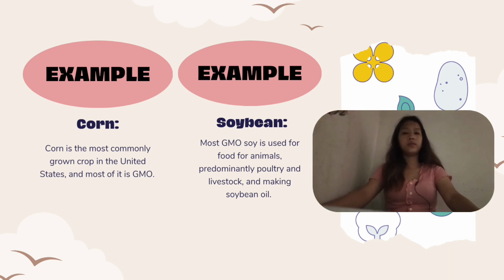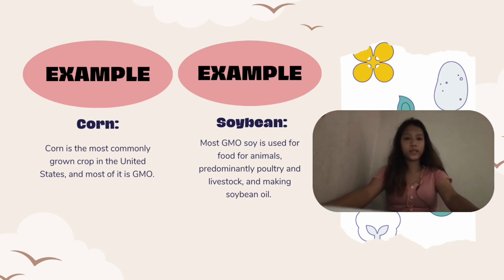The first one is corn. A significant portion of corn grown in the United States is genetically modified. These GMO corn varieties are engineered for traits like resistance to certain pests or herbicides. This modification helps improve crop yields and reduce the need for chemical pesticides, benefiting both farmers and the food industry.